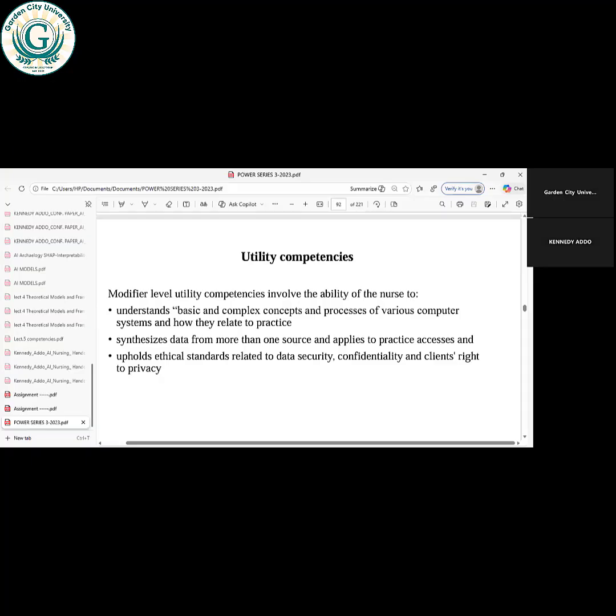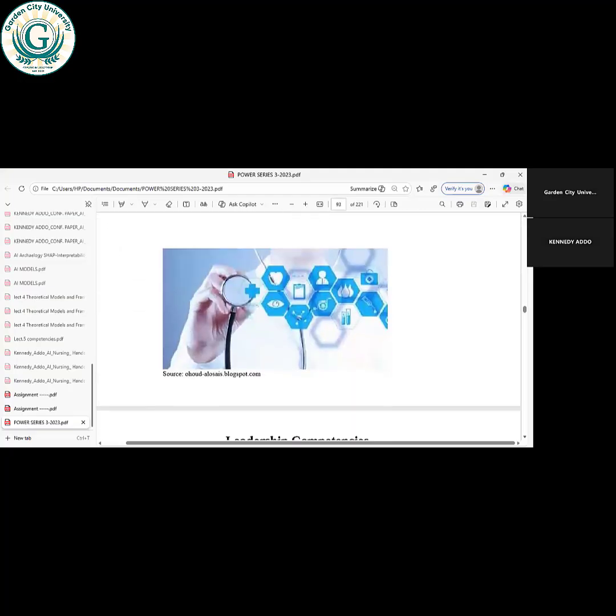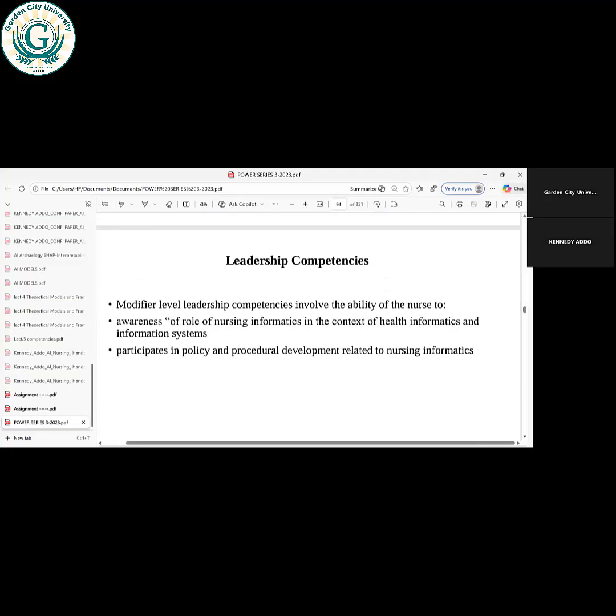Then the last one, for the intermediate or modifier who has leadership competencies, you should be aware of your role. Aware of the role of nursing informatics in the context of health informatics and information systems. What this means is that we have already reviewed the roles of nurses in informatics. So you should be aware of the diverse roles of nurses in informatics and see how you can be guided to sharpen your skills.